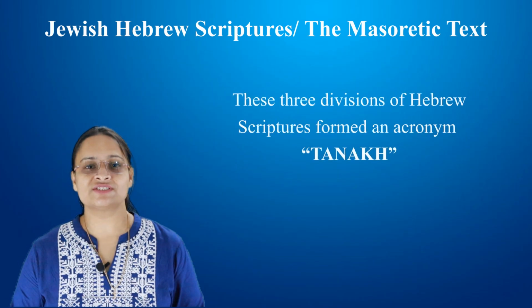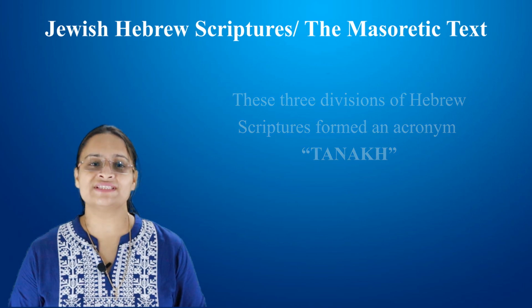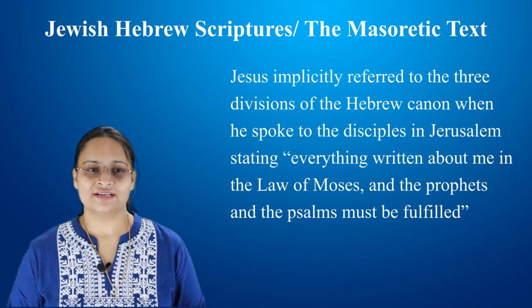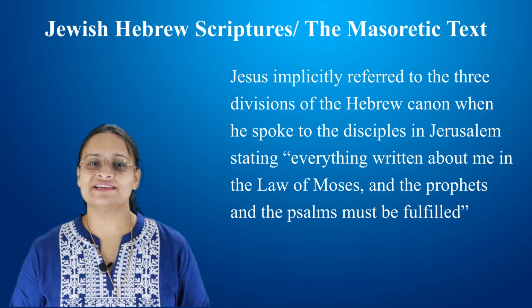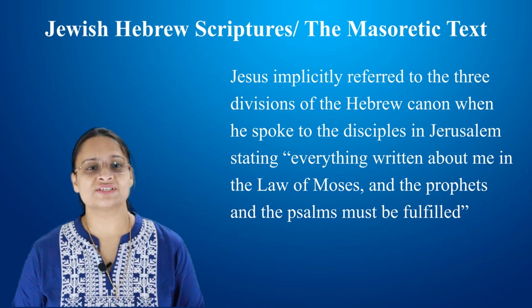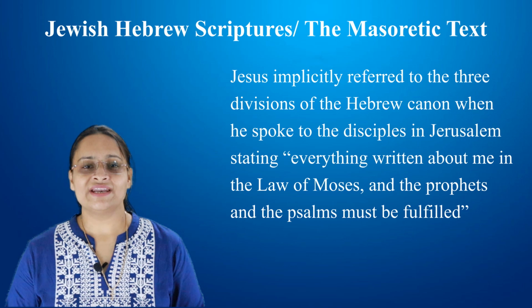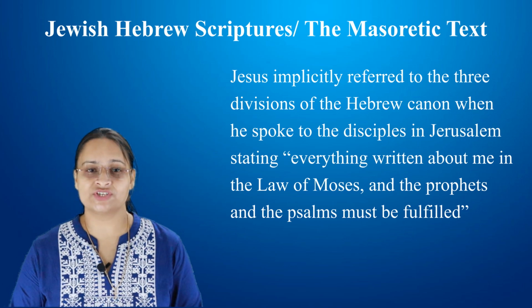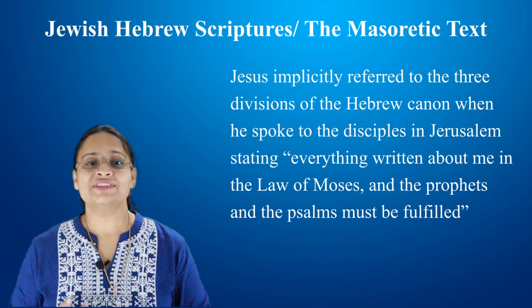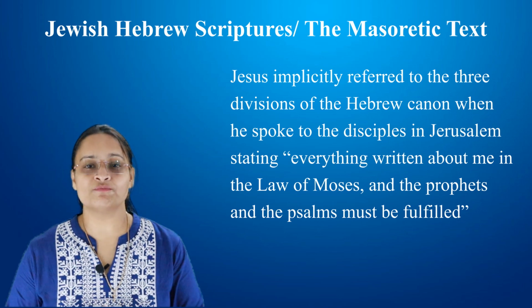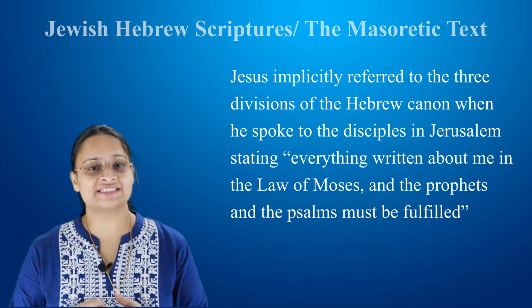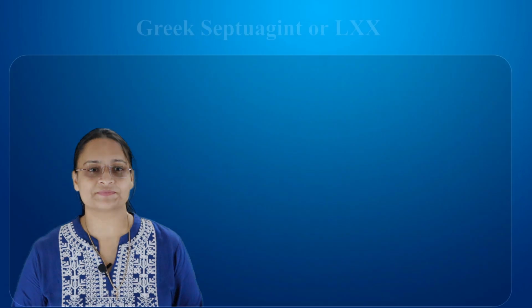These 3 divisions of Hebrew scriptures form the acronym Tanakh. Jesus implicitly referred to the 3 divisions of the Hebrew canon when he spoke to the disciples in Jerusalem, stating, "Everything written about me in the law of Moses and the prophets and the Psalms must be fulfilled."